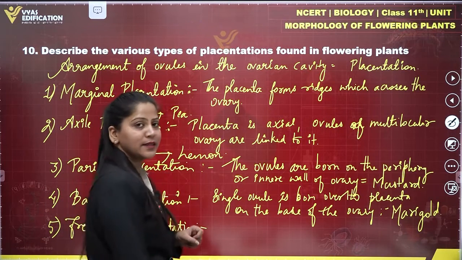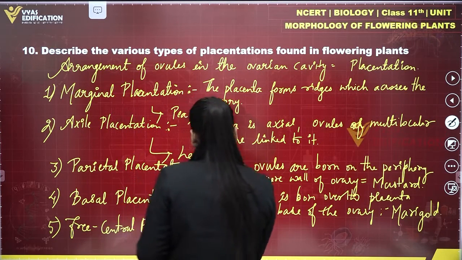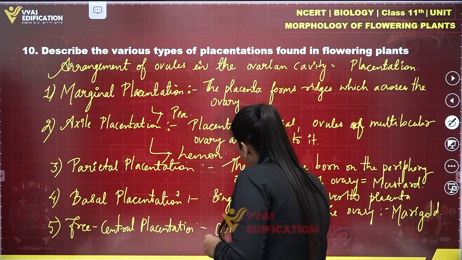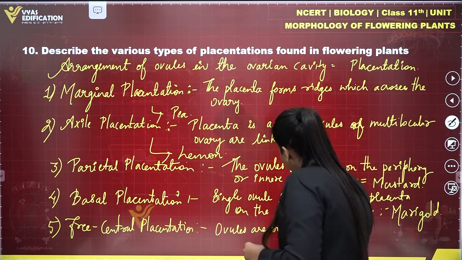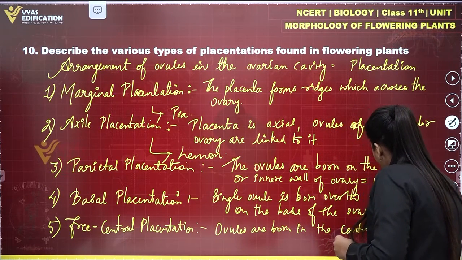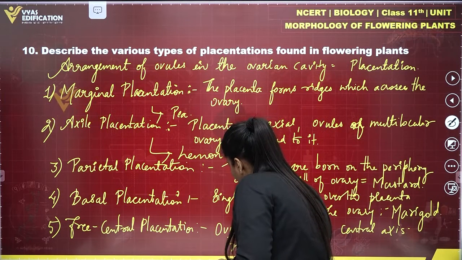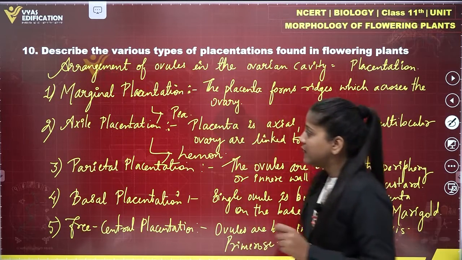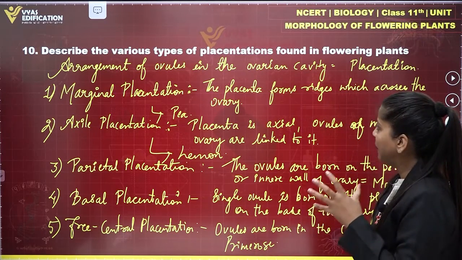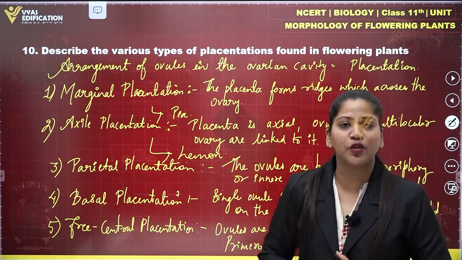In this kind of placentation, ovules are born in the central axis of an ovary or locule. So ovules are born in the central axis, right? And we have example for this as primrose. So these are the 5 types of placentation found in the flowering plants. And with this we have completed question number 10.